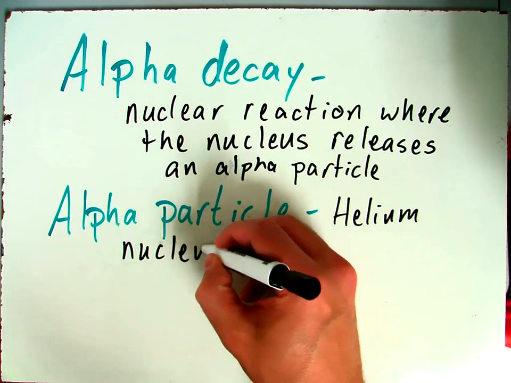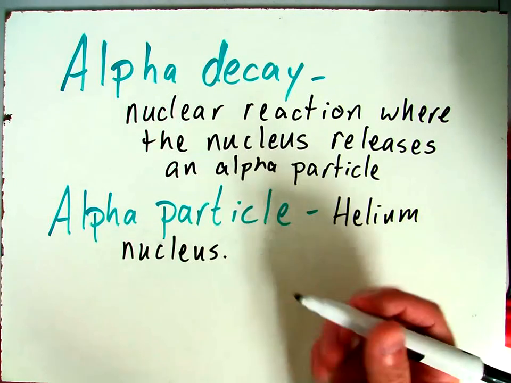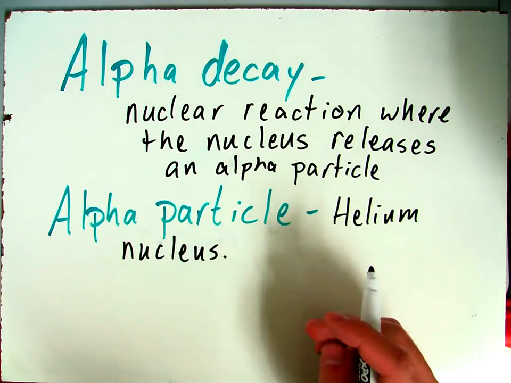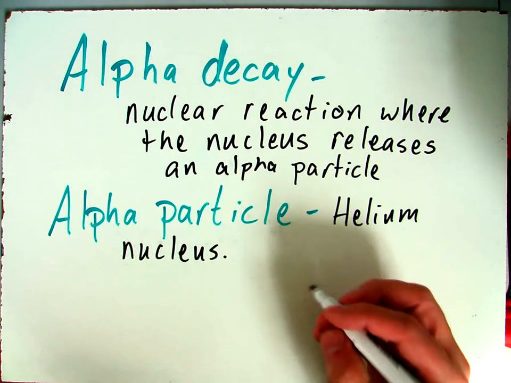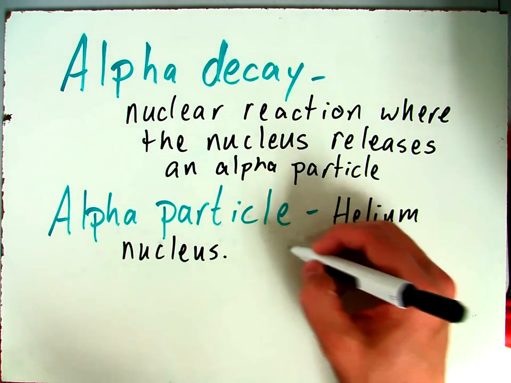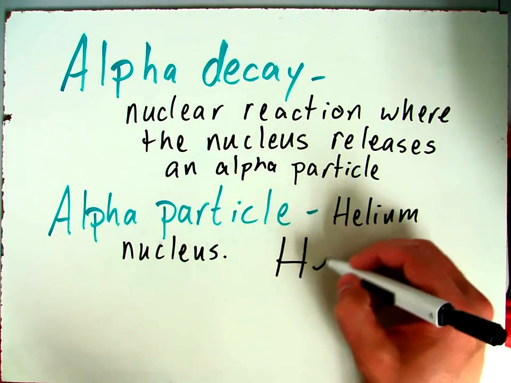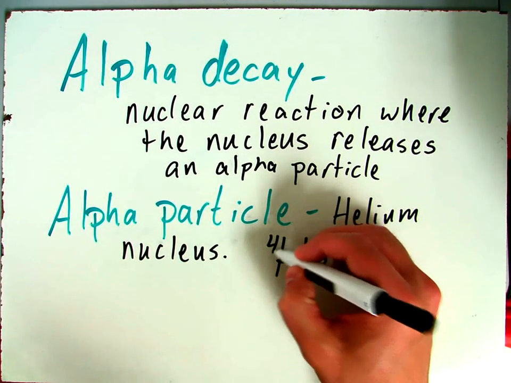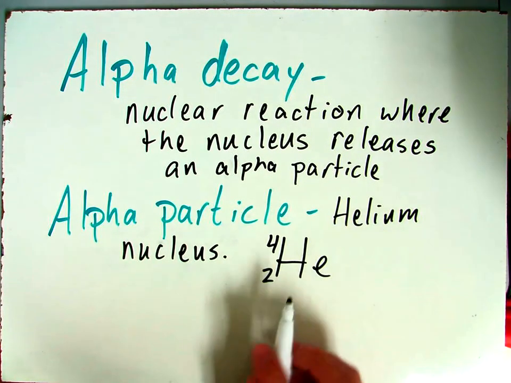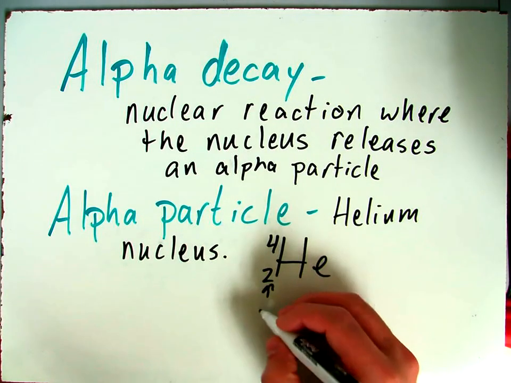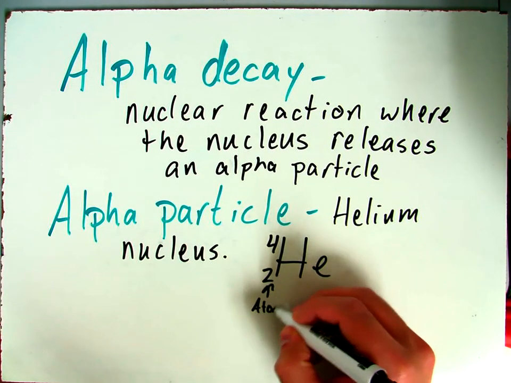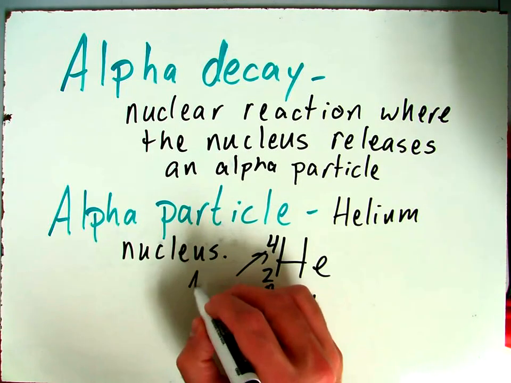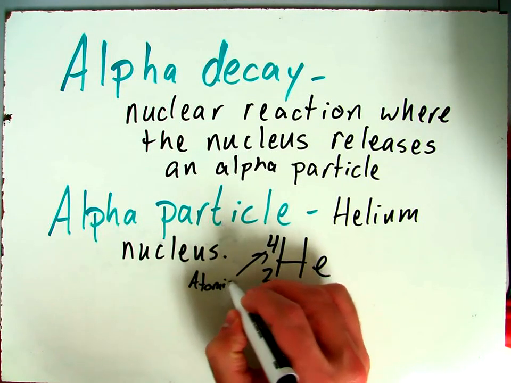So what that means, if we take a look at the periodic table, helium has an atomic number of 2. It has an atomic weight of 4. So an alpha particle, if we're going to write it out shorthand, would be like this, where we've got the atomic number and the atomic mass for that particle.